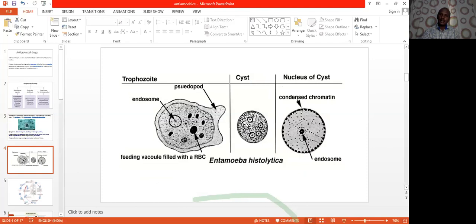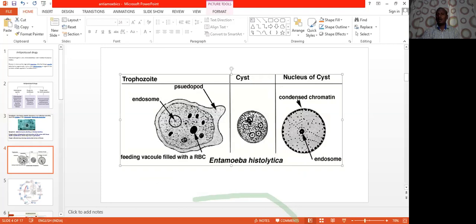The next form is the cyst. The cyst is the mature form of Entamoeba. It is the infective form, so it can cause colon ulceration or liver abscess. All these infections can be caused by the cyst form. So these are the forms of Entamoeba histolytica: the trophozoite form and the cyst form.